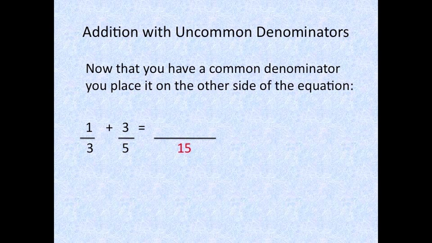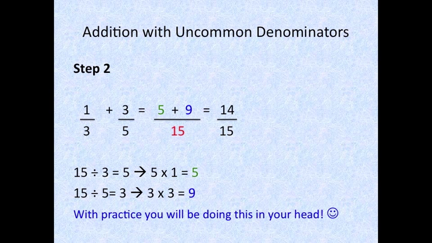Now that you have a common denominator, you place it on the other side of the equation. So 15 is your common denominator, and it is placed on the other side of the equation as the denominator. So in this step, now we need to find the 5 and the 9 that I have on there already.